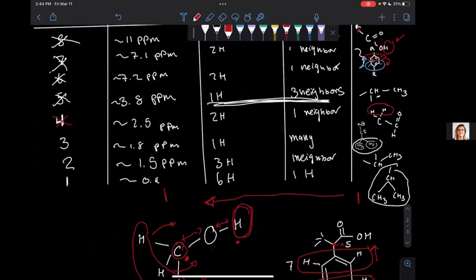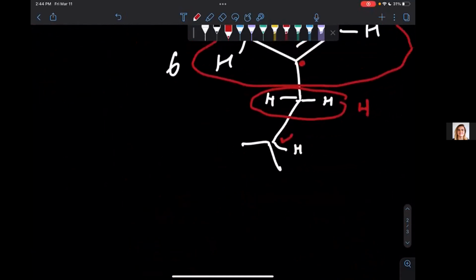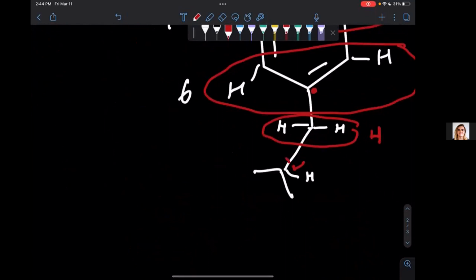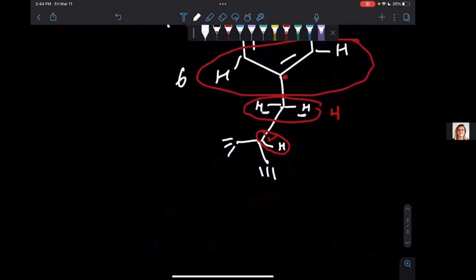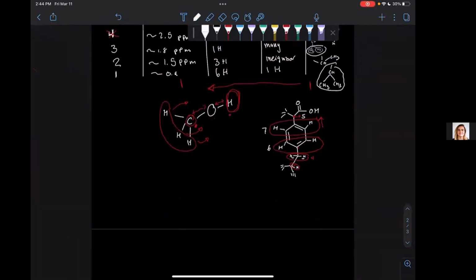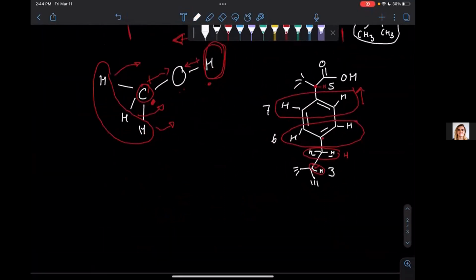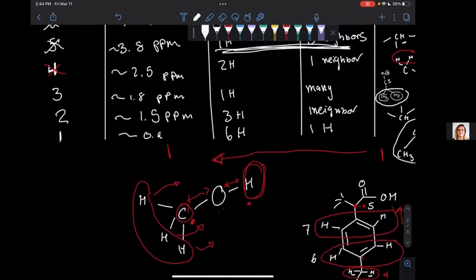We're getting close here. We'll look at signal number 3, which is 1 hydrogen that's next to many neighbors. That one is going to be the one we just drew right here. So we can see that this one has 1, 2, 3, 4, 5, 6, 7, 8 neighbors. So this one would be a septet. So it'd have 7 bumps. So we will go ahead and label this one as number 3. Okay, we'll go ahead and cross them out.